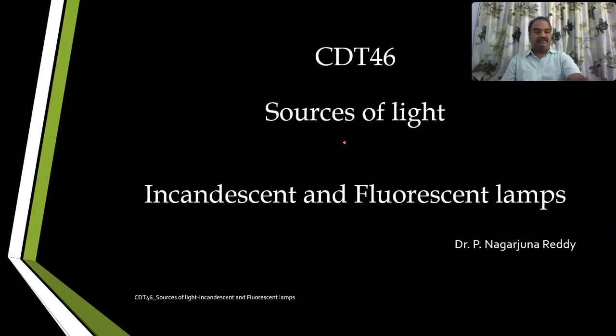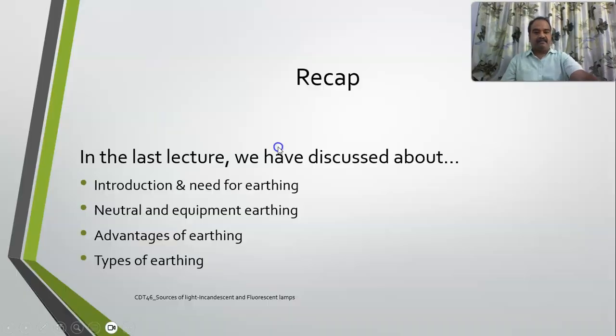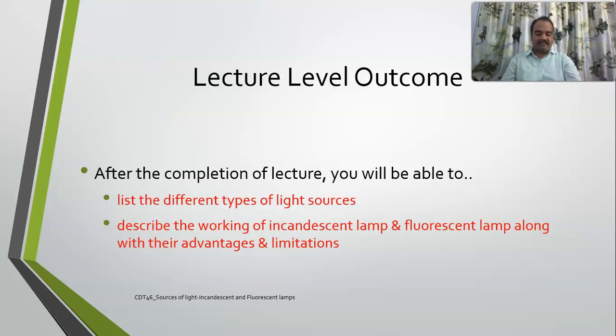In the last lecture, we have seen the need for earthing, why we should go for electrical earthing, and what do you mean by neutral earthing and equipment earthing, and how it is being achieved. There are different methods: plate earthing, pipe earthing, rod earthing. All these things we have seen in the last lecture, and ultimately we have found that earthing is done exclusively to provide protection for the user personnel and also for the equipment. And in today's class, we will see the types of lighting, artificial lighting.